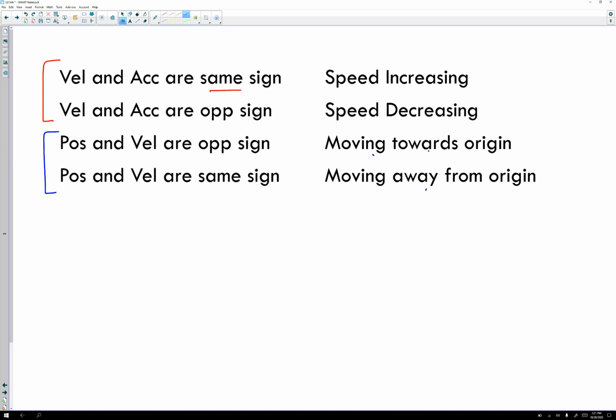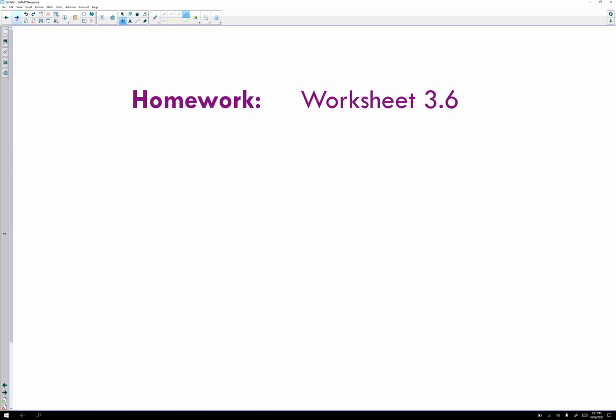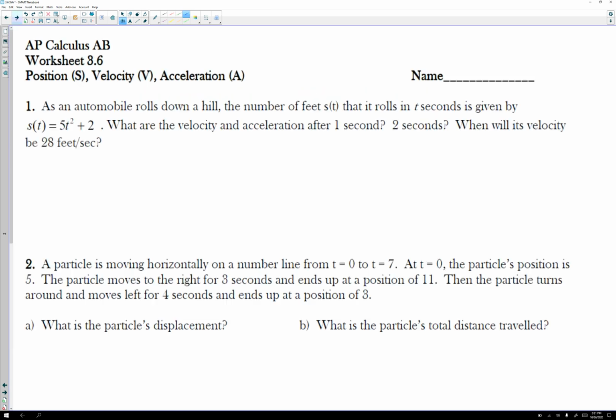And you know, if they've got opposite signs, one's on the right but moving to the left, that would be towards the origin. Okay, so that's basically everything that we just covered. Now you are capable of completing worksheet 3.6. I do want to take a look at worksheet 3.6 real fast though, just to make sure that you are good to go and comfortable.